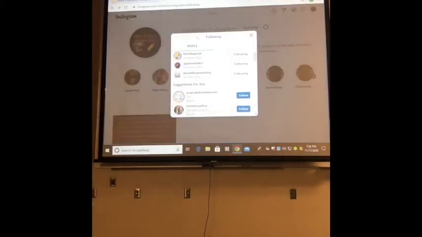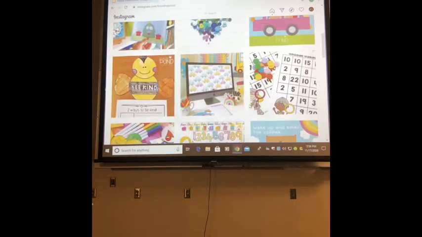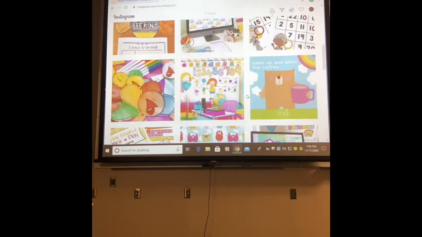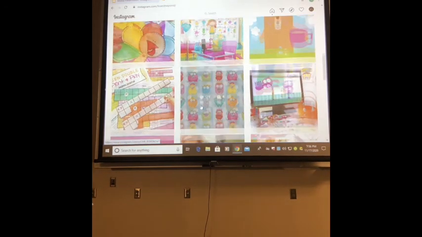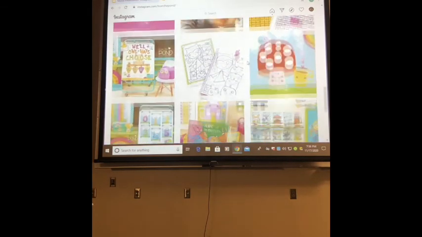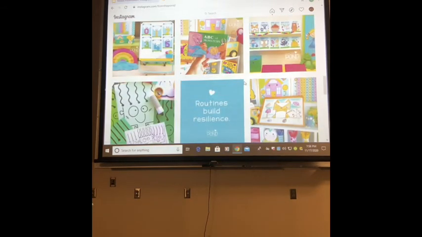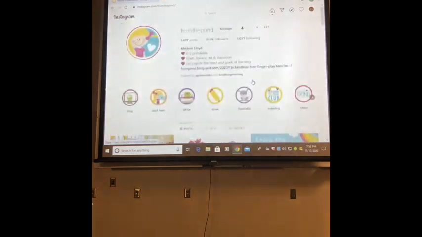And then the last one that we followed is called From the Pond. And this teacher posts different types of printouts that you could buy from her. Some of them she gives out for free. She has these up on her page, those you can use with the little block counters that you would use in math class. She has some different printouts like coloring sheets. She posts about different books that she thinks would be good for different times of the school year. So just a lot of informational resources.